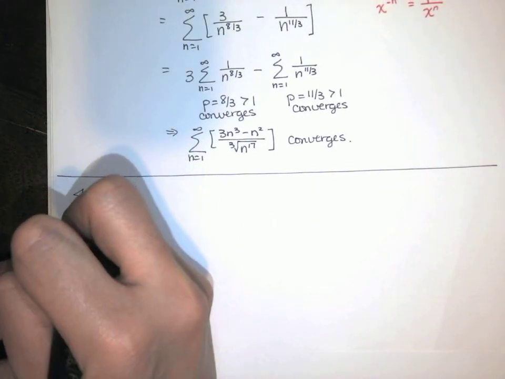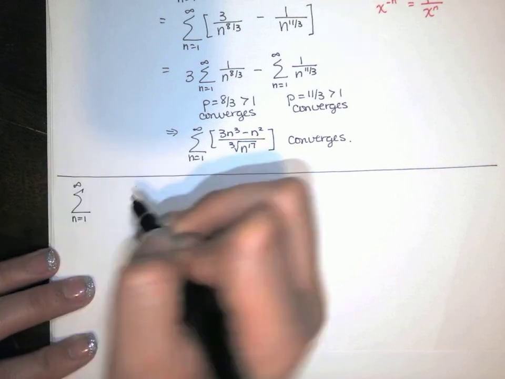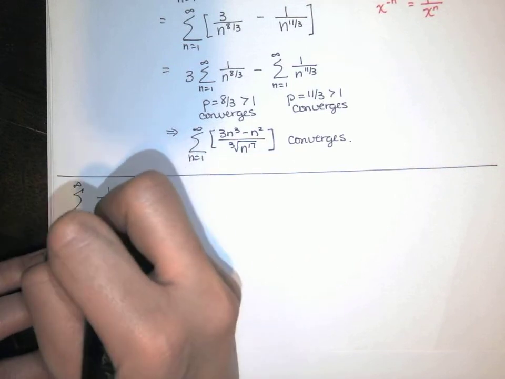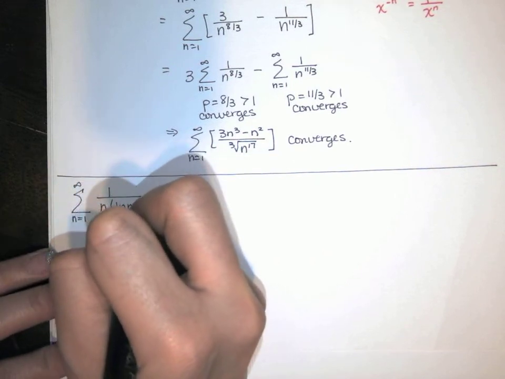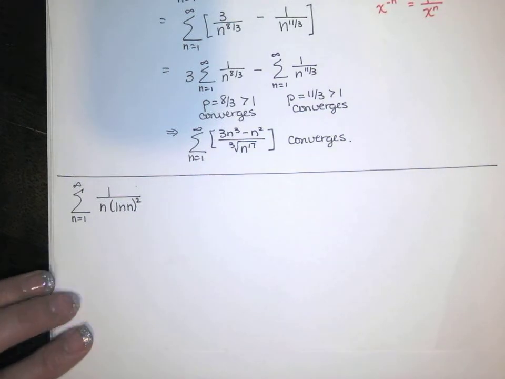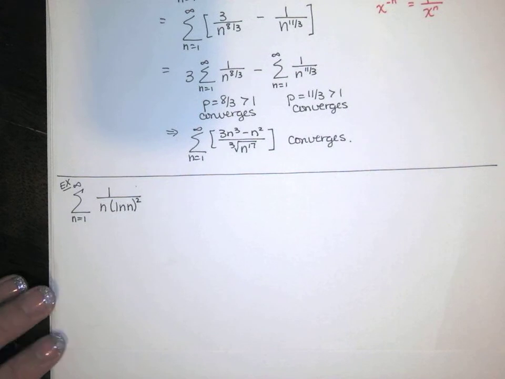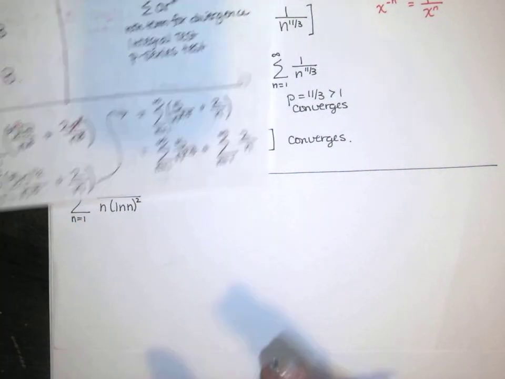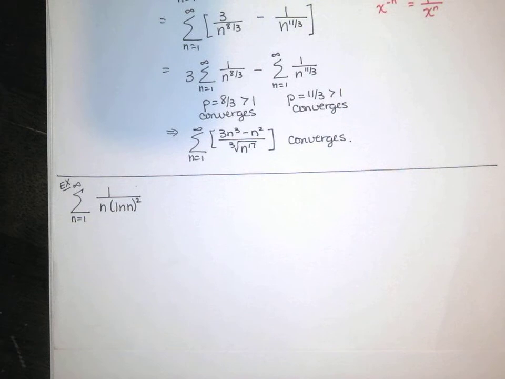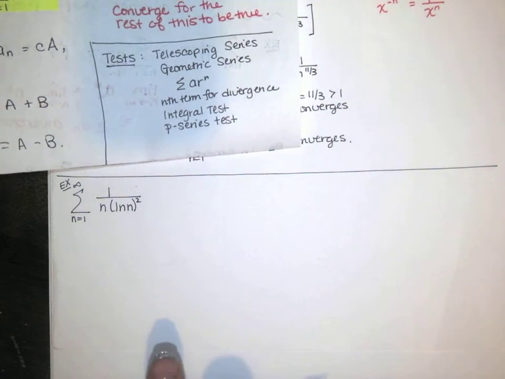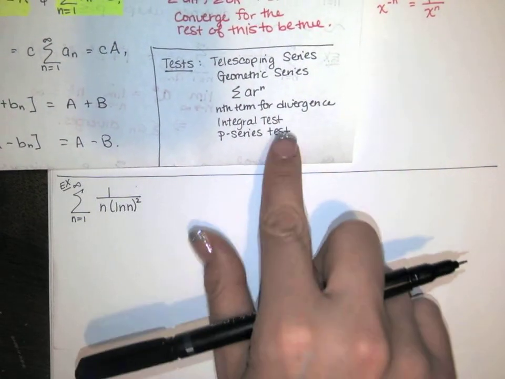Let's say you see a series like this. The sum as n goes from 1 to infinity of 1 over n times natural log of n squared. Now something like this, let's go through our list, all the tests that we know so far. Here's my list of tests.